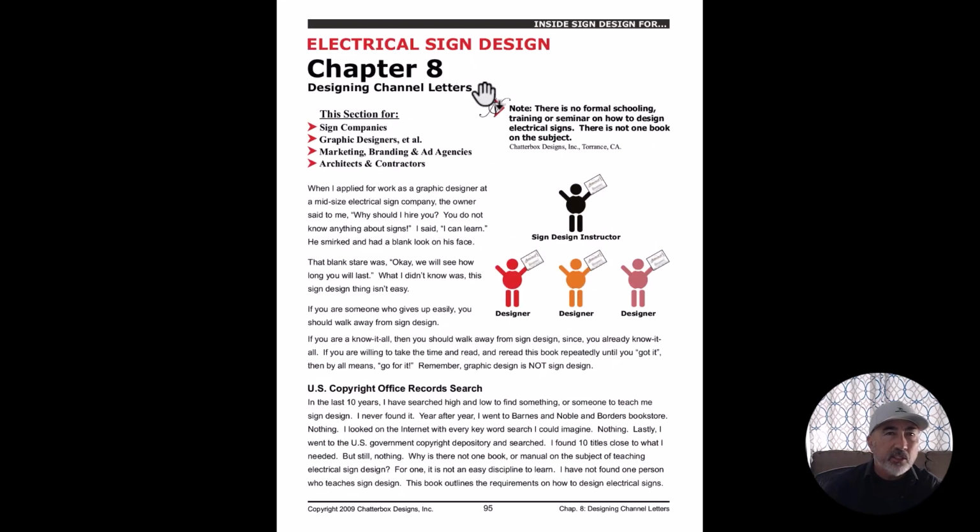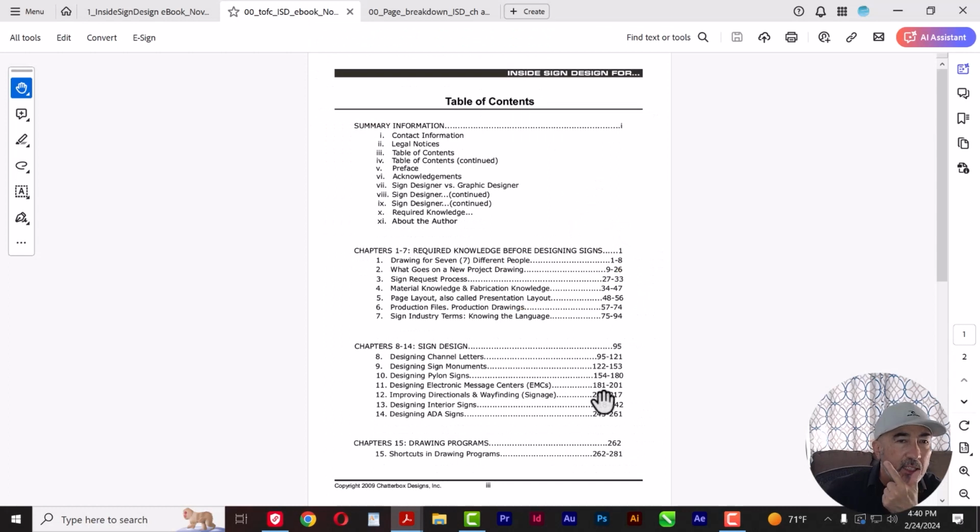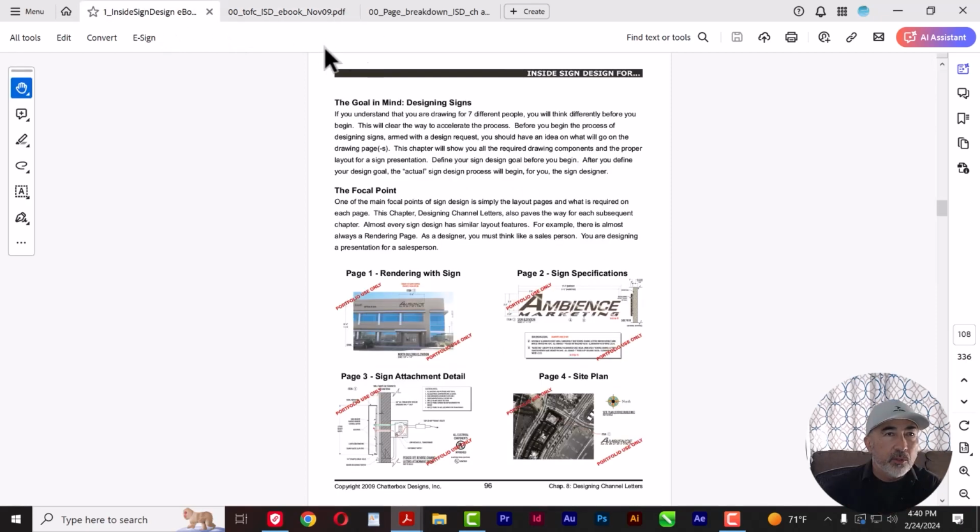Now see, chapter 8 starts electrical sign design. So I think chapter 8, let's check it out, is electrical, 9 is electrical, 10 is electrical, 11 is electrical. So 4 chapters are electrical and 3 are non-electrical. Chapters 12, 13, and 14 are non-electrical. So let's go back to this.